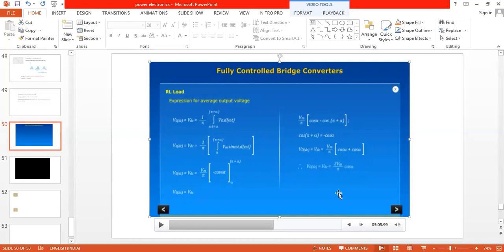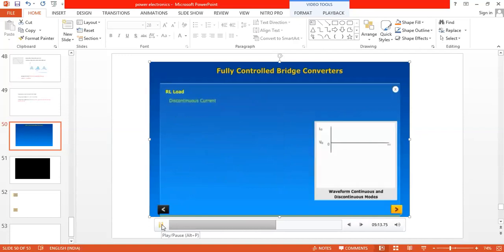What is the difference between the resistive load and the inductive load? A fully controlled converter with inductive load provides less voltage. Initially, what is the output voltage? Vm by pi into 1 plus cos alpha. For a fully controlled converter with resistive load, the output voltage Vm by pi into 1 plus cos alpha is greater than 2 Vm by pi into cos alpha, so the output voltage is decreased. As I mentioned in the very first class, with inductive load the output voltage starts to decrease. We should improve that. How to improve? We'll see, that is the next topic.